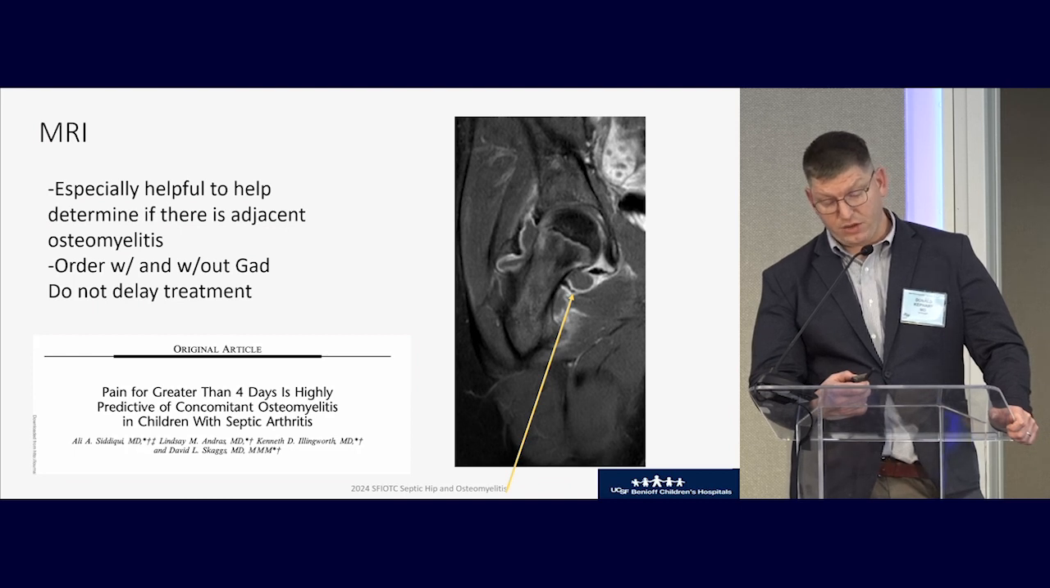So perhaps you have a child that you're pretty sure has septic arthritis, but they've had a week of pain prior. It'd likely be helpful to get an MRI, again with the caveat if it doesn't delay care, to help determine if there are any adjuvant procedures needed rather than just an I&D of the hip. On this image, you can see a big effusion.